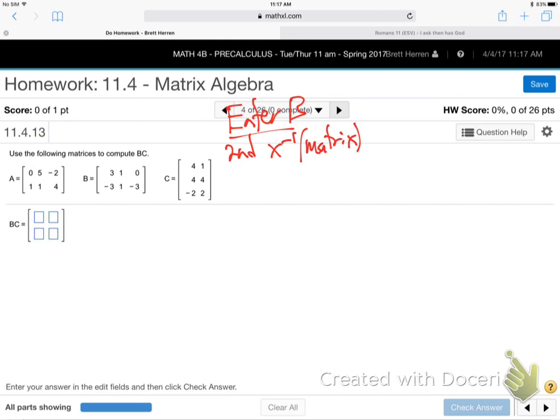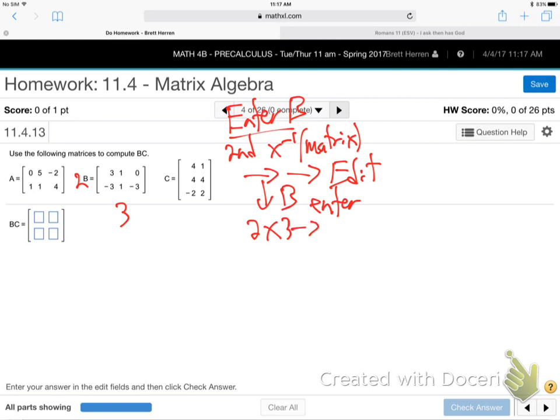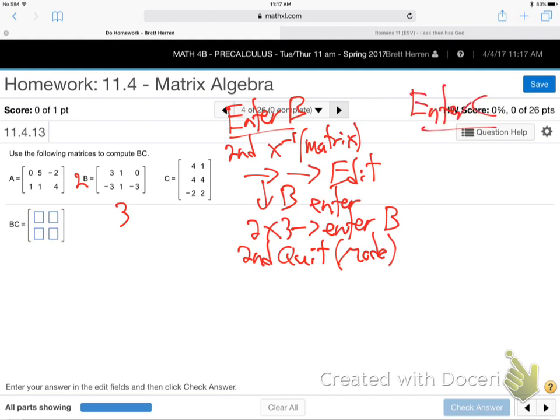So hit second matrix, and when you do, you have to go across twice to edit mode, and go down to B, and then hit enter. And then you want to enter the size. Matrix B is a 2 by 3. So hit 2 by 3 for the size. And then enter B and hit second quit, which is just above the mode key. All right, that enters B. And then enter C the same way.